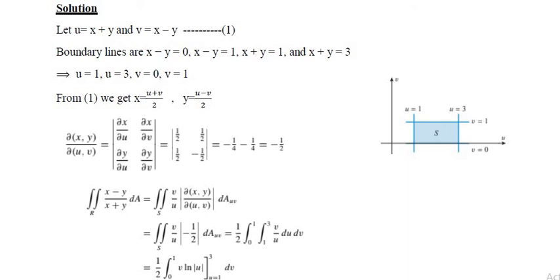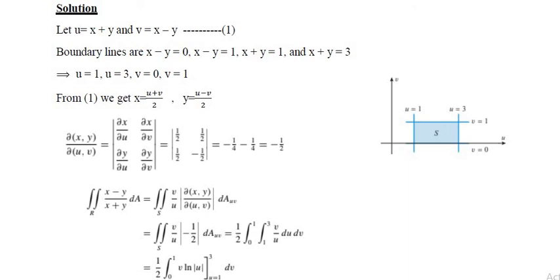Now we are asked to evaluate the double integral over R of (x minus y) by (x plus y) dA. So I have changed the variables in the double integral to u v. That is the double integral of (v by u) times the modulus of ∂(x,y)/∂(u,v) dA, which is equal to the double integral over S of v by u times the modulus of minus 1 by 2 dA, which is equal to 1 by 2.